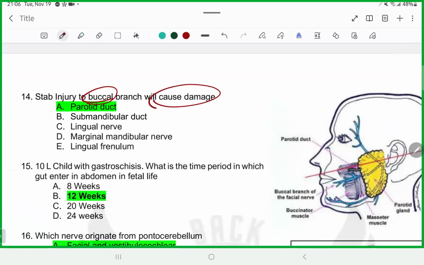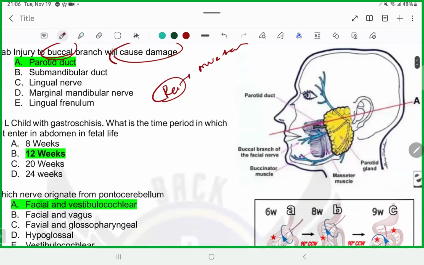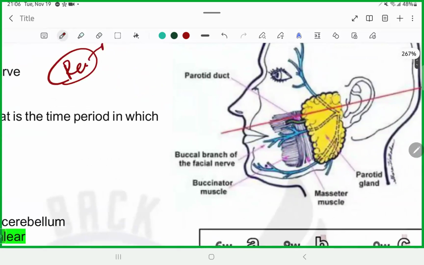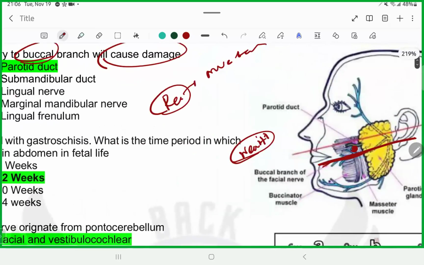So this question is not clear. Why is it not clear? Because the people who remembered the question couldn't give us more details. Maybe they were just asking that here is our buccal branch of the facial nerve and a stab injury near it. A stab injury near it will damage which of the following structures?